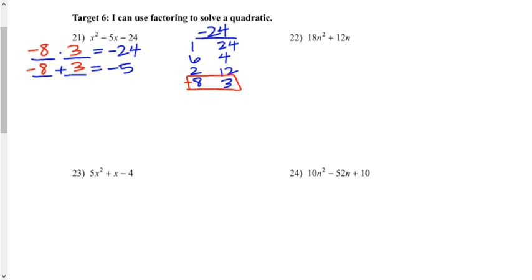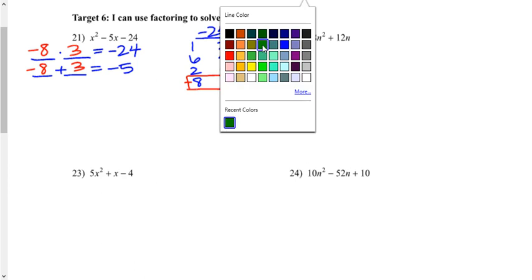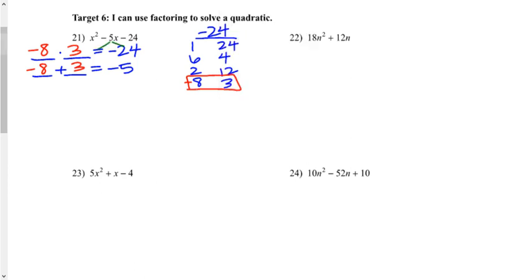So what I'm going to do next is take this, and all I'm doing is breaking up my b term into two things, negative 8x and then positive 3x. So I can rewrite what I was given in the beginning as x squared minus 8x plus 3x minus 24 equals 0.